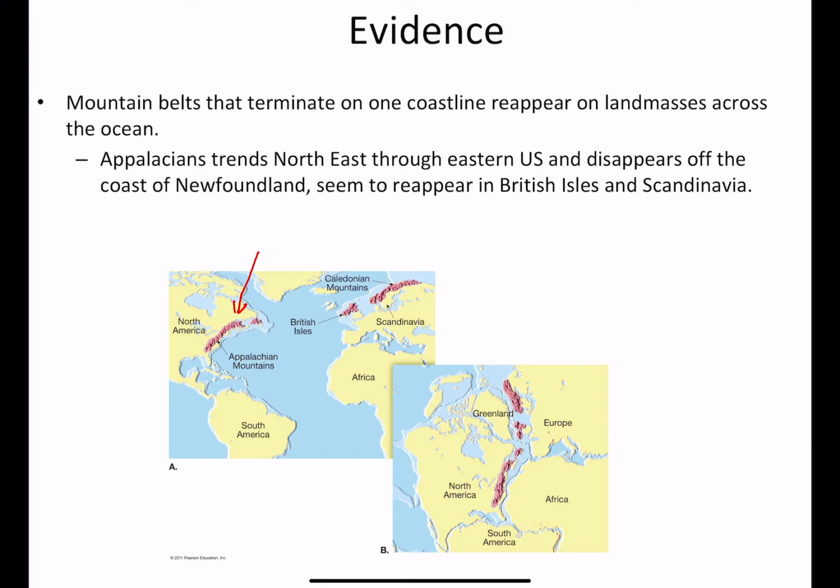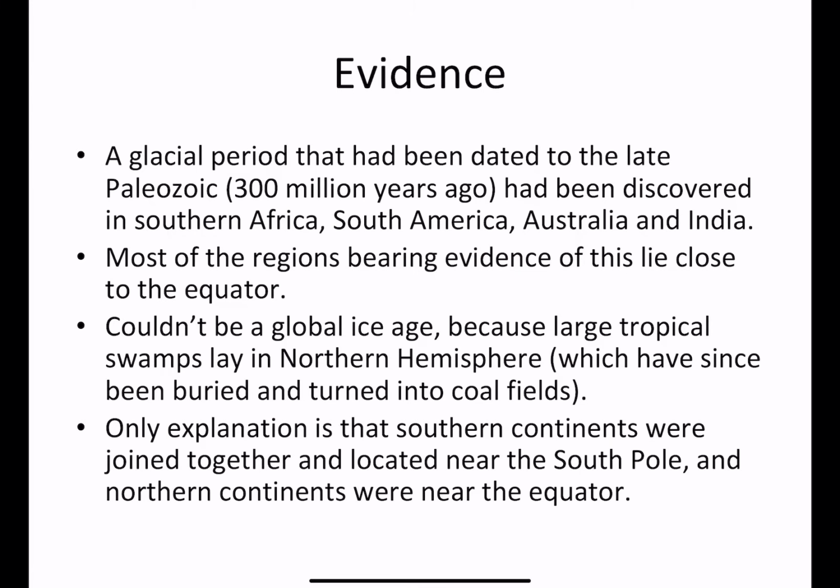You have some of them in Newfoundland, Canada, and then you have identical mountains in the British Isles and also in Scandinavia. They are very, very similar to the Appalachian Mountains that you see in North America. And so it seems that all of this was just one mountain range at some point, but then they got separated.